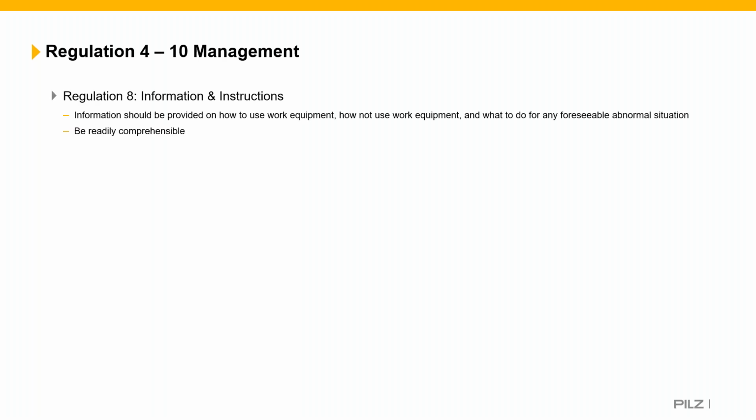Regulation 8 looks at information and instructions. So we need to know how to use the equipment, how not to use it, what to do should any foreseeable abnormal situation occur. And it's got to be easily comprehensible and readily understood by everybody. So we also need to ensure that supervisors and managers should have the information and written instructions provided, so that they can ensure that the people working under them are actually doing so in a safe and controlled manner.